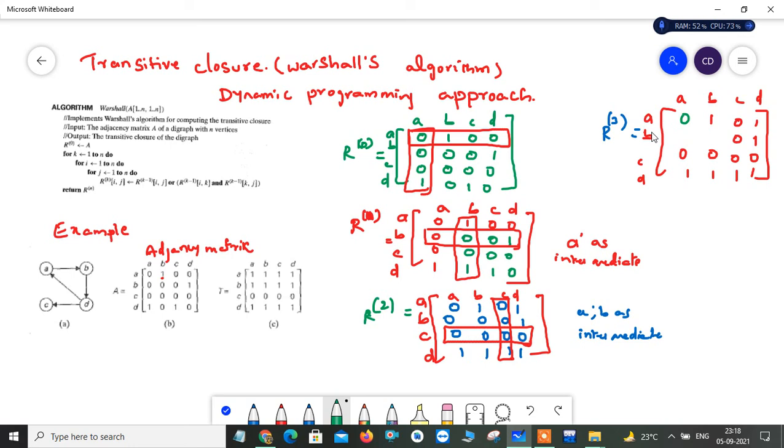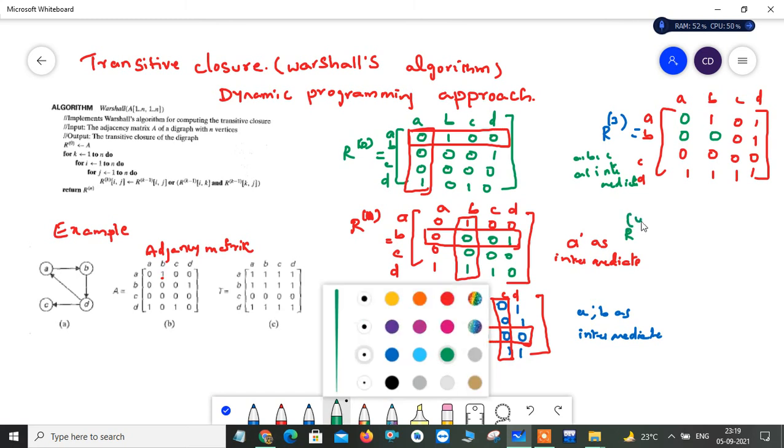Because I can't reach from B to A with ABC as an intermediate. No, I can't reach. From B to B, can I reach with A, B, C as an intermediate? No, I can't reach from B to B with A, B, C as an intermediate. Simply it is also taken as 0. So now this is your output after making A, B, C as intermediate. Now we need to find R of 4.